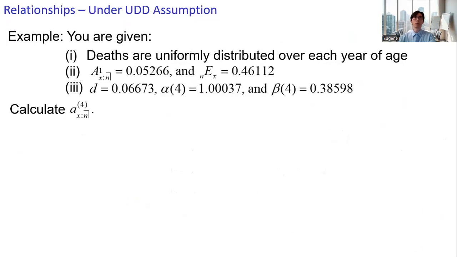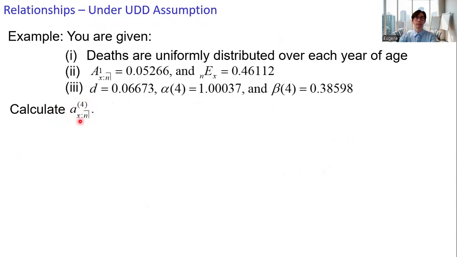Another example. Deaths are uniformly distributed over each year of age. The present value for an N-year term insurance is 0.05266. The pure endowment, NEX, is 0.46112. Given the rate of discount, alpha 4 and beta 4, we want to calculate this quantity.